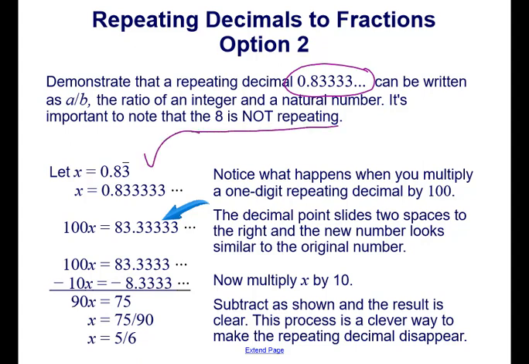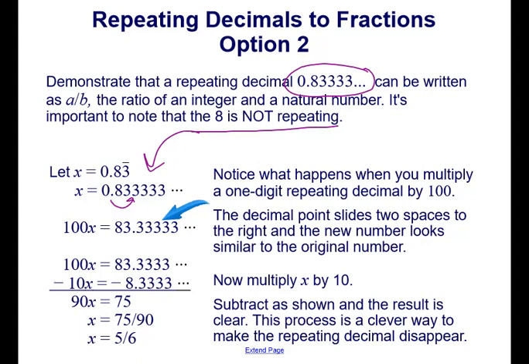We're still going to define x as that repeating decimal, but now we don't necessarily have to multiply by 10. We could multiply by 100. You can think that there are 2 digits in the number, so you can multiply by 100. Well, there are more than 2 digits in the number because the 3 is repeating, but you visually see only an 8 and a 3, 2 different digits. So if we multiply both sides of the equation by 100, we end up with 100x equals 83.333 repeating. And the decimal point is sliding 2 digits to the right, and the new number looks similar to the original number.